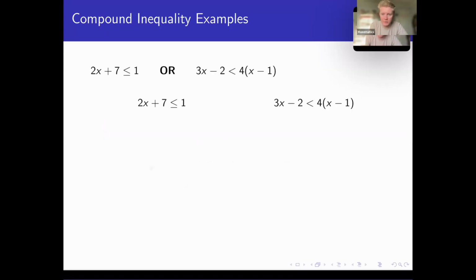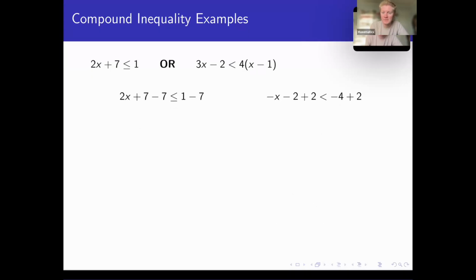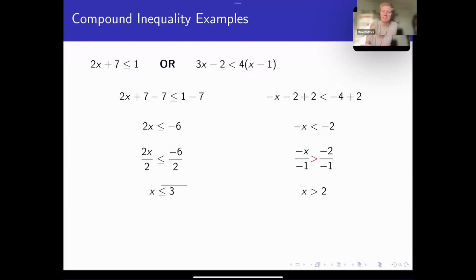If we're doing "or", we still solve each one separately. We're still going to distribute the 4. We're still going to combine x's. We're still going to subtract numbers. And we're still going to divide by constants. So first one, we divide by 2. Second one, we divide by -1. But don't forget, when we divide by -1, we have to flip the sign. Okay, x ≤ -3 says everything to the left of -3, and x > 2 says everything to the right of 2.